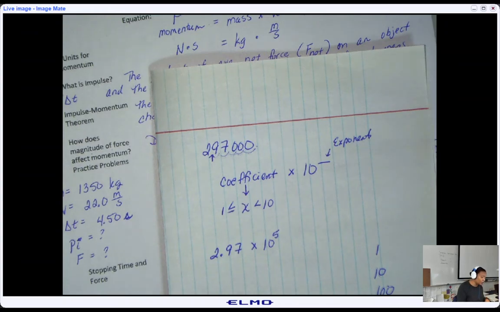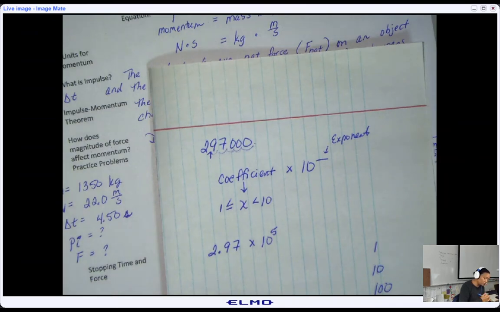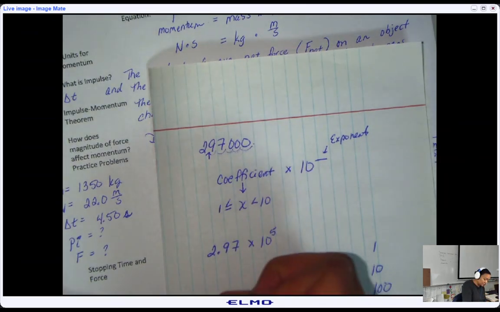Okay, I'm going to put a number up here, and I want you to write it in scientific notation. Let's say it is... write that one in scientific notation.